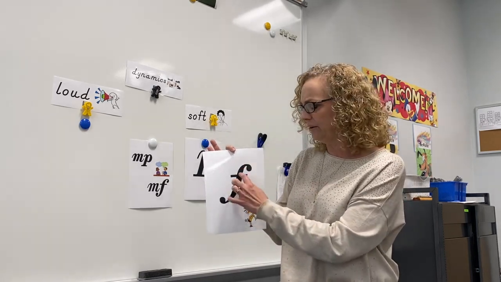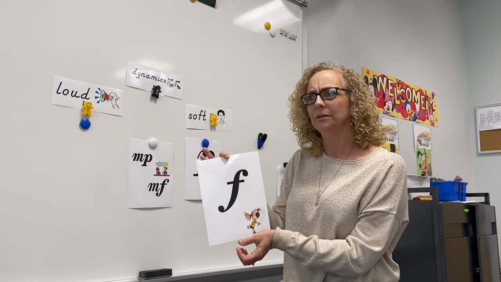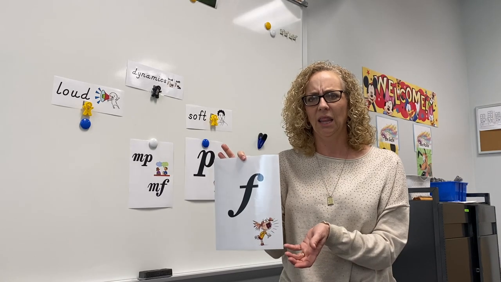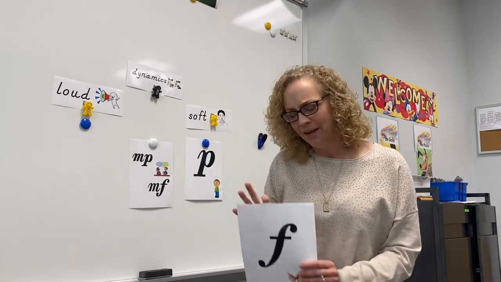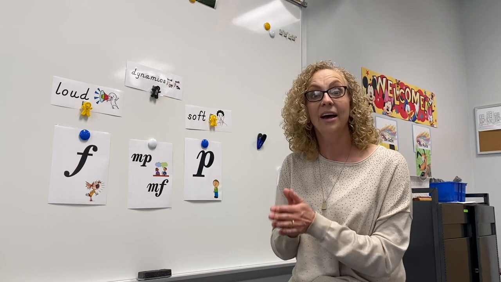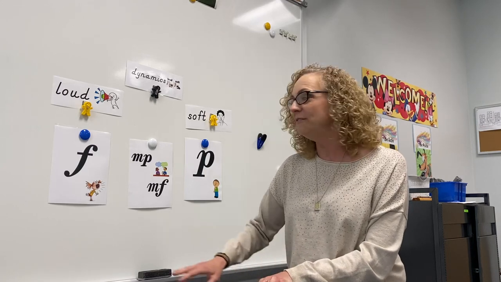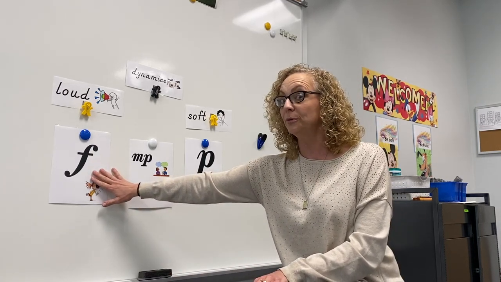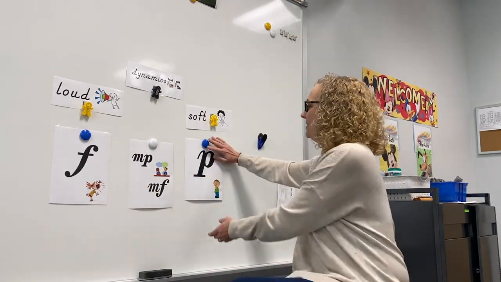Now, why is there a letter F for the word loud? Do you know what loud starts with? Loud. It starts with an L. So why in music do we have an F for loud? Well, I'll tell you. In music, our words come from a different country. They come from Italy. And in Italy, they don't speak English, they speak Italian. And we use Italian words in music. So in Italian, if you wanted to say the word loud, you would say forte. Can you say that word? Forte. Do you hear the F at the beginning of forte? That is where the F comes from. So if you're a musician and you see this F in your music, you know you're supposed to play forte, which is loud.